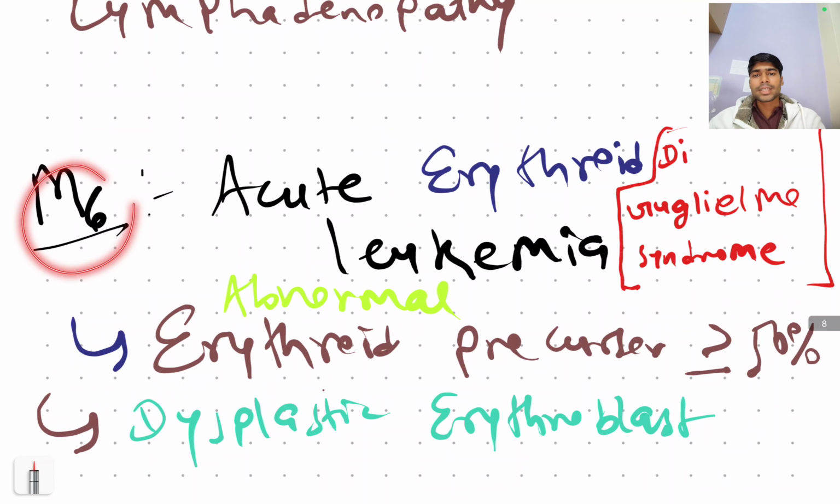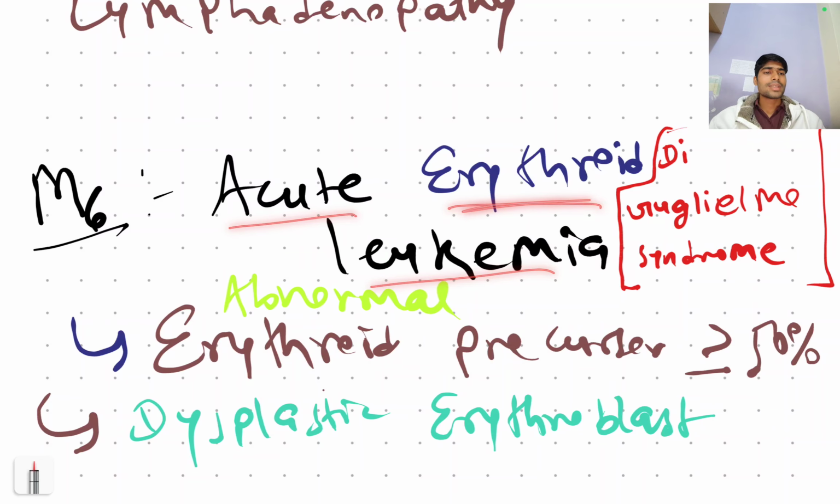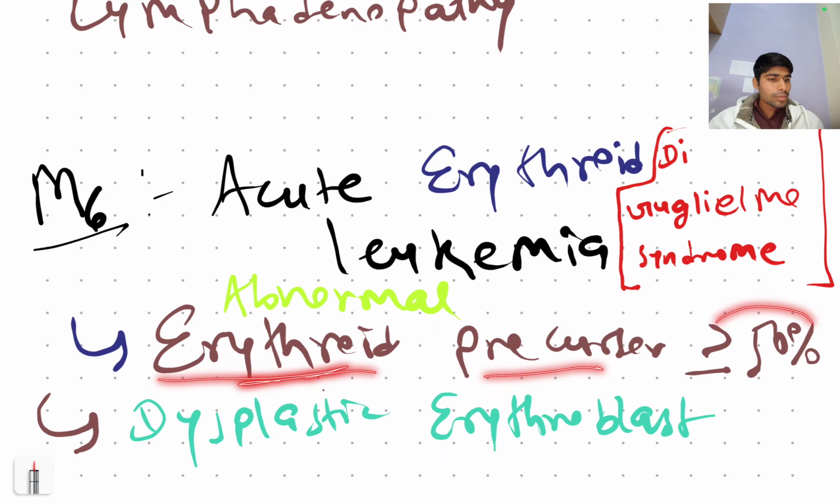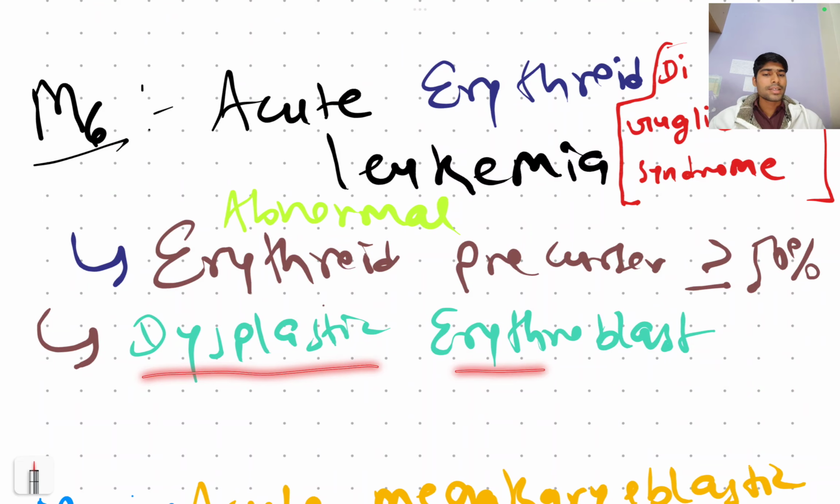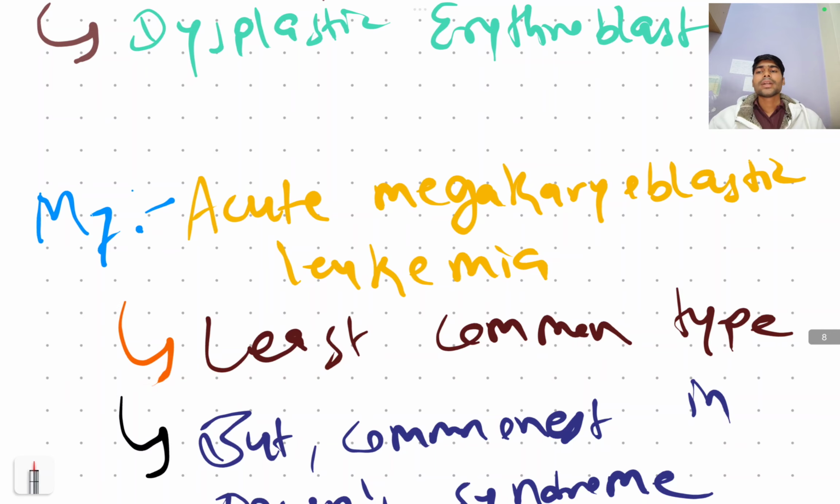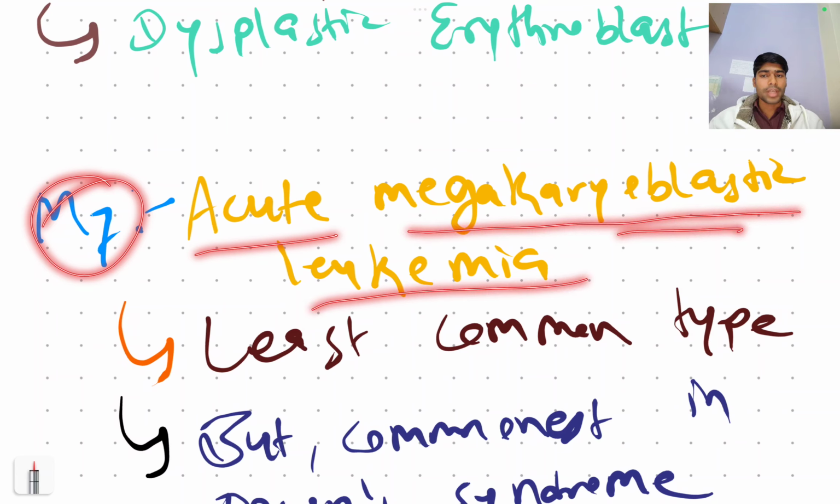Now let's talk about M6. So M6 is acute erythroid leukemia, means immature RBCs are seen more. So abnormal erythroid precursors will be seen, and that will be greater than 50%, and there will be dysplastic erythroblasts. All right.